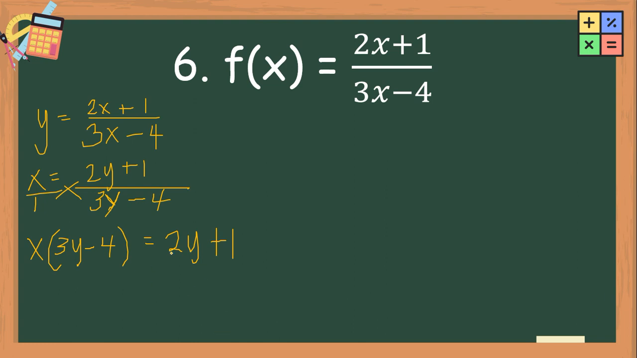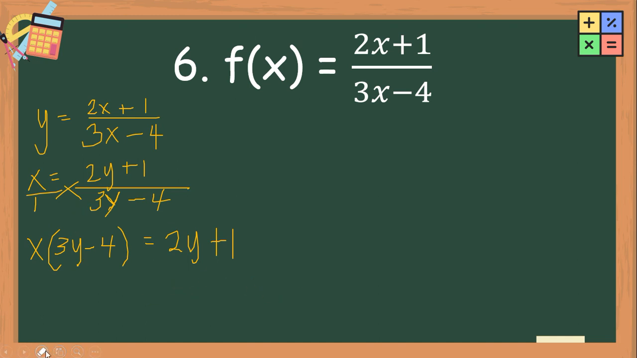So, next po, yung ating x is i-distribute natin dito. I-distribute natin yung x sa negative 4. So, ang sagot natin dito magiging 3xy minus 4x is equivalent to 2y plus 1. Nasusundan po? Hello? Sir, pwede pa ulit po. Ulitin natin. Sige.